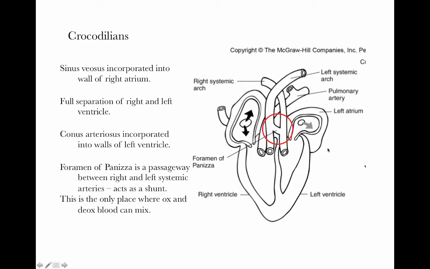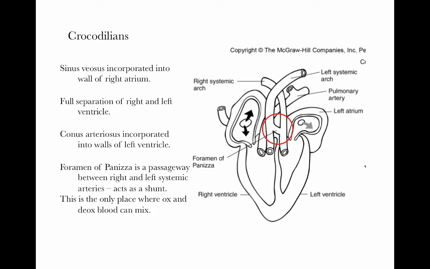But we still retain this passageway between the oxygenated and deoxygenated blood, the structure called the foramen of Panizza, that connects together the left and right systemic arch. So again, we'll talk about the function of this in more detail in class, but this is the only place in the crocodilian heart where oxygenated and deoxygenated blood can encounter each other and mix somewhat.